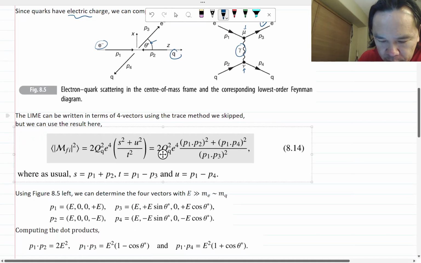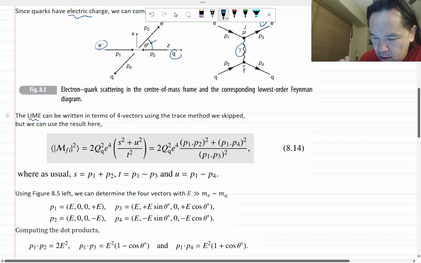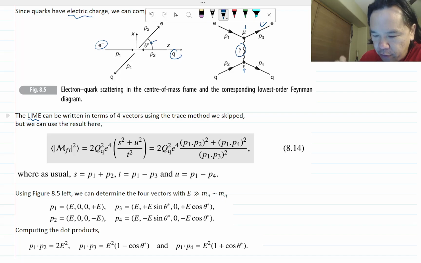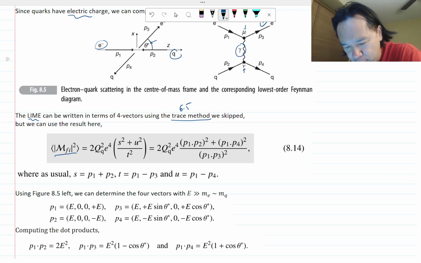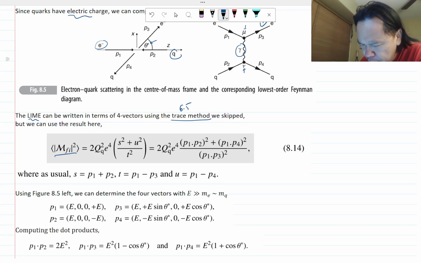But what we're going to do is use the frame-independent version, the Lorentz invariant matrix element, M_fi. And we're going to take the results from, I think, chapter 6, where they cover the trace method, which we skipped. It's a really useful method if you're doing a lot of these calculations, but hopefully we don't have to do too many of these in the future. But we can actually just use the result from that section.